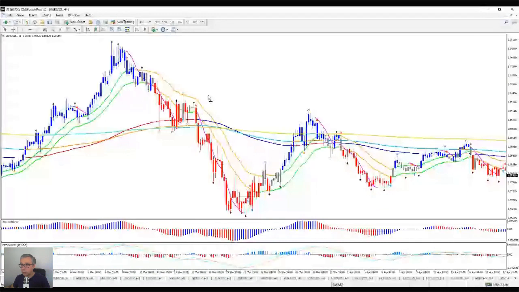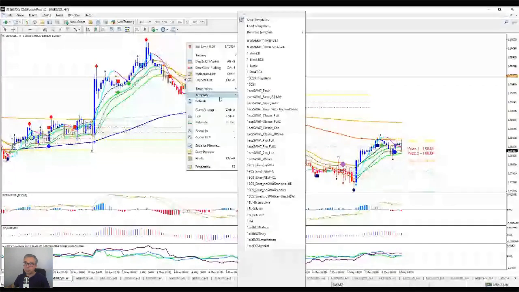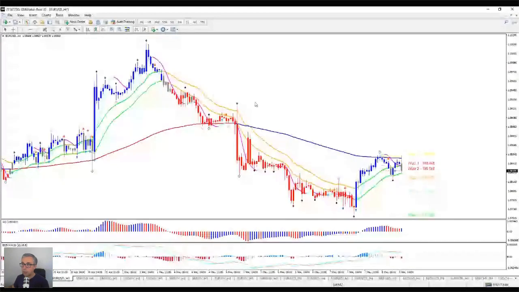Let's take a look at the hourly chart again with basic. I'll add Whiz this time. And then we'll take a look at the 15, and then we'll take a look at the 5-minute chart and daily.